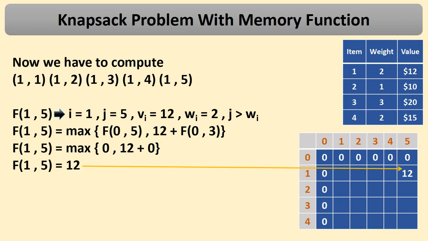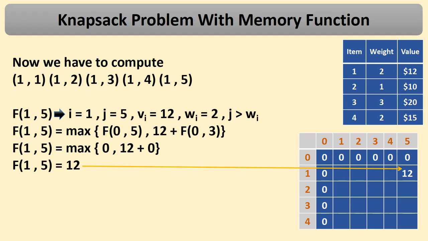So here the first variable is i, second variable is j. That means i equals 1, j equals 5. Now what is the value of item number 1? Because i is 1 here. The value is 12. What is the weight of item number 1? The weight is 2. Now you compare j and w. j is 5, w is 2. That means 5 is greater than 2. So you have to go for the first formula.